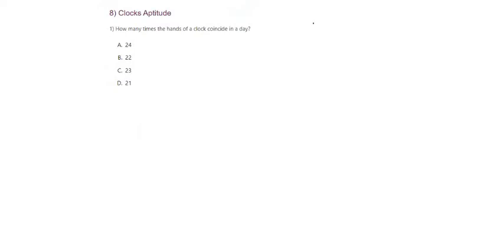Clock aptitude. Yes, this is also a very interesting problem. How many times do the hands of a clock coincide in a day? This is a little bit tricky to understand, but it still gives you a lot of marks. So let's understand this. Suppose, for example, I'm drawing a clock. It's not that neat, but it's okay. So assuming this is a clock which I'm going to draw, this is your 12-hour format clock. I'm not drawing a 24-hour one, I'm drawing a 12-hour format clock.